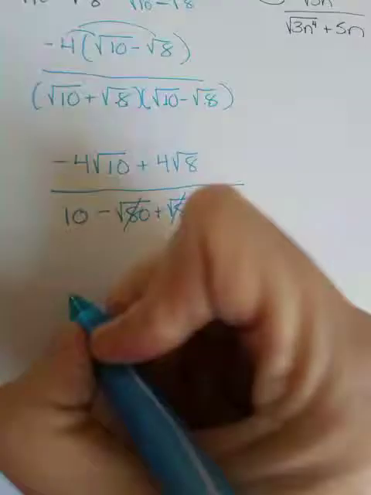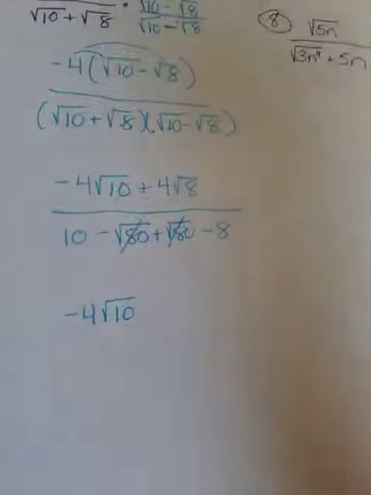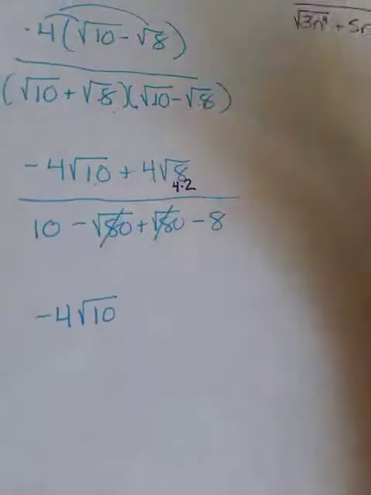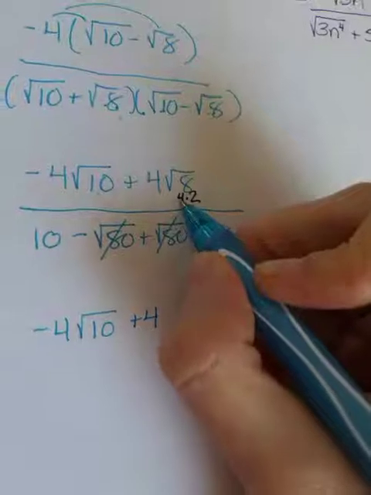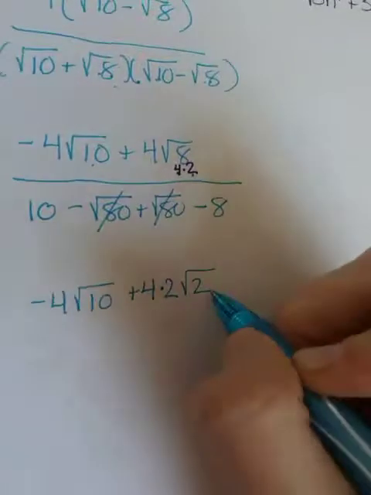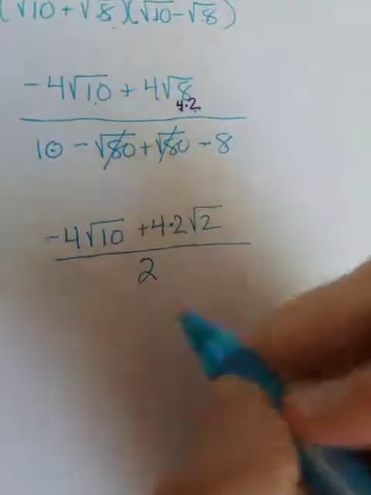Root 10, there's no perfect squares that go into 10. But what about 8? Perfect squares that go into 8. To save myself some writing, that's 4 times 2. I'm doing really good here. So I have a plus 4. What's the square root of 4? 2. And then this 2 I can't take the square root of, so it stays inside. In the denominator, you have 10 minus 8 left, which is 2.